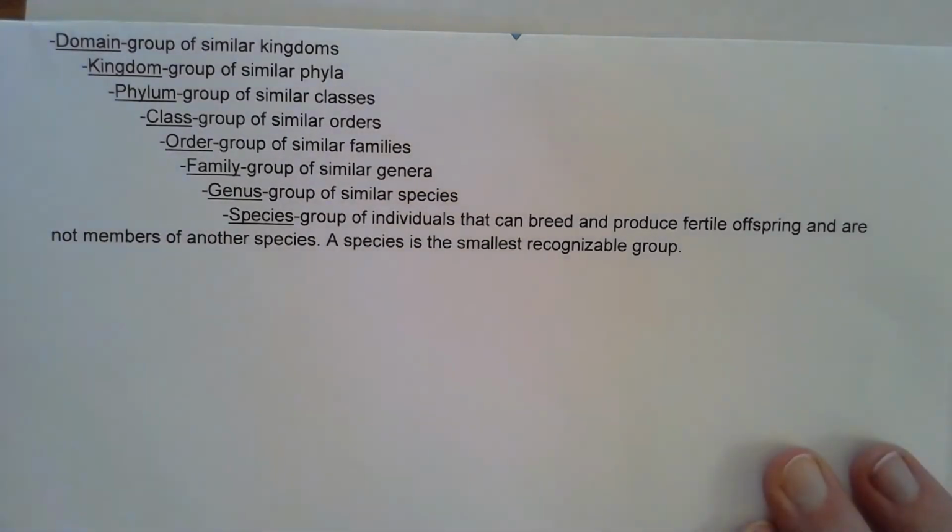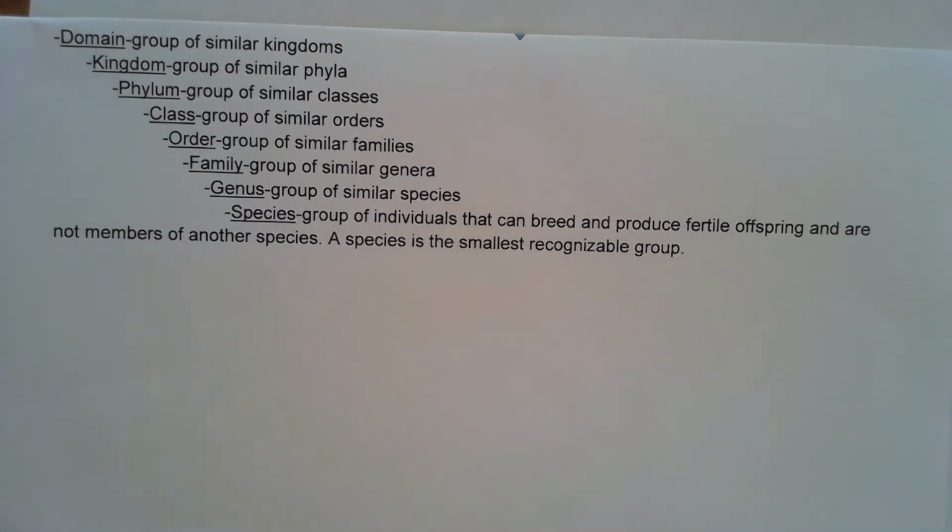And your classic mnemonic device is King Philip came over from Great Spain for kingdom through species, and then when domain got added, because it's a newer taxonomic category, a lot of people just say dumb King Philip. Okay, so dumb King Philip came over from Great Spain. And you might want to write that down as a way to remember that.